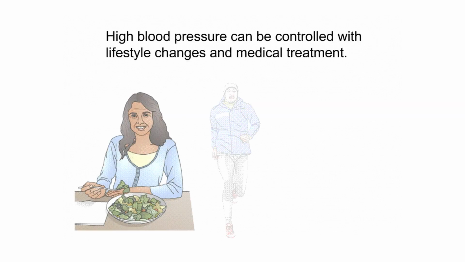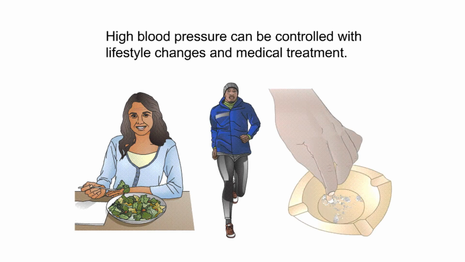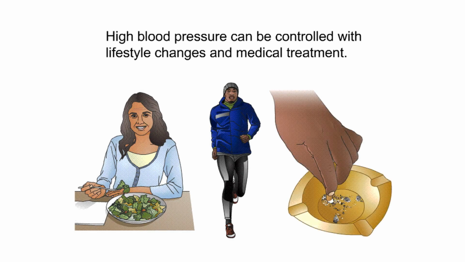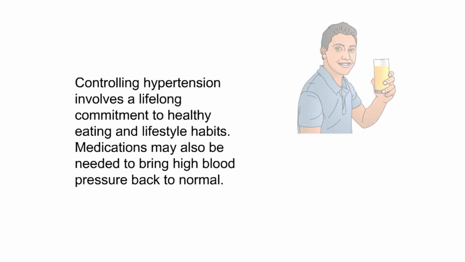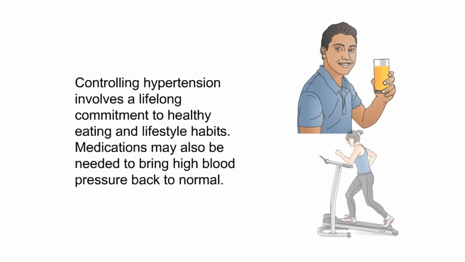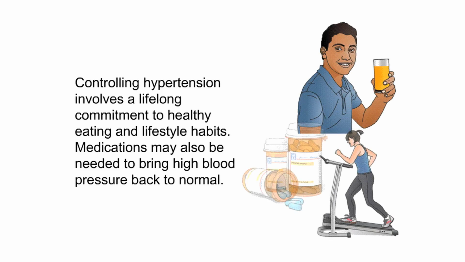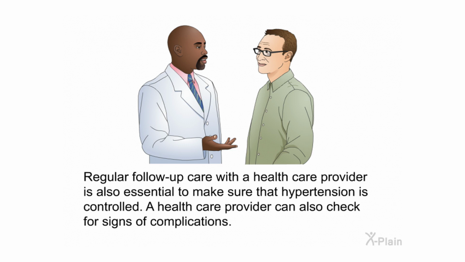Controlling hypertension. High blood pressure can be controlled with lifestyle changes and medical treatment. Controlling hypertension involves a lifelong commitment to healthy eating and lifestyle habits. Medications may also be needed to bring high blood pressure back to normal. Regular follow-up care with a healthcare provider is also essential to make sure that hypertension is controlled. A healthcare provider can also check for signs of complications.